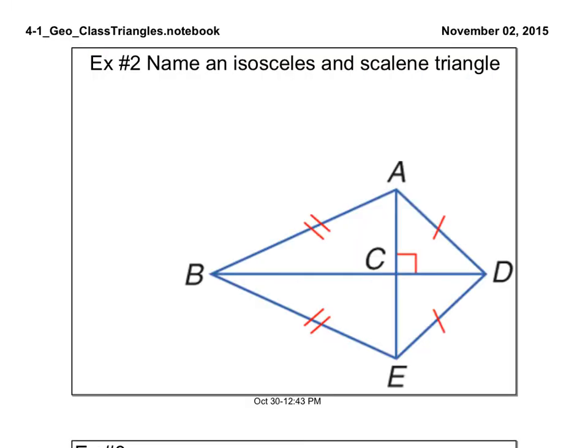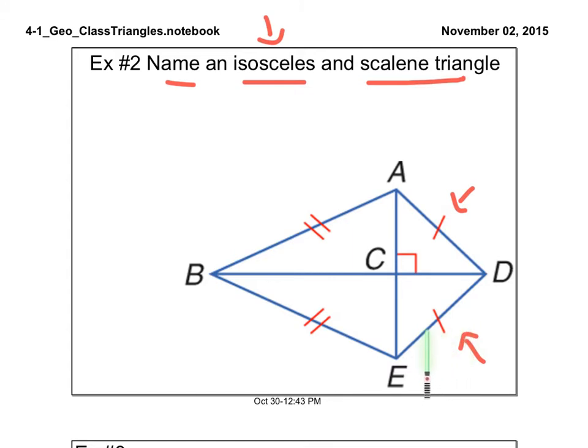Moving to example 2. For example 2, we need to name a triangle that's isosceles and scalene. So you have to remember your vocabulary words, work at them. Isosceles means two sides are the same. When I'm looking at this, I see that side and that side are the same, but if I just look at the separate angles here, and since Star Wars is coming up very soon in the theaters, let me go to the lightsaber.